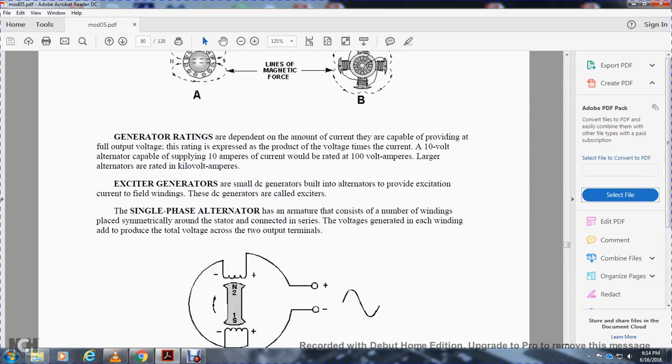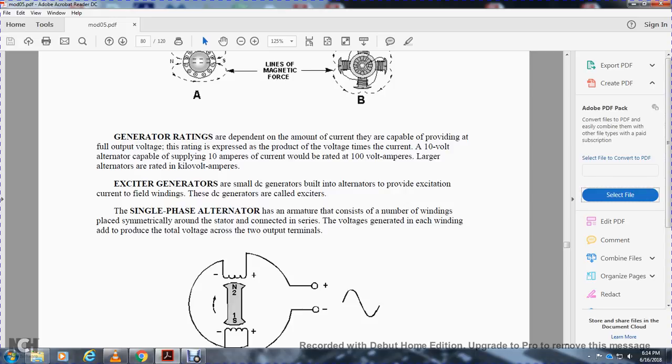Generator ratings. Depending upon the amount of current they are capable of providing with the field, the output, full output voltage, the rating is the product of the voltage times the current. An alternator capable of supplying 10 volts with 10 amperes of current would be rated at 100 volt-amperes. The larger alternators are rated at kilovolt-amperes.